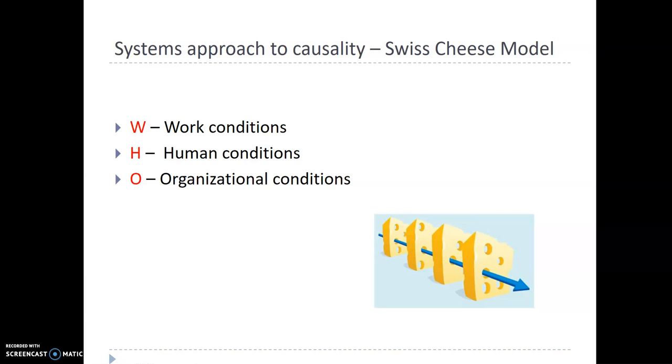One way to approach a system approach to causality is the Swiss cheese model, where you can see that many different gaps in the process can result in an error occurring. So we look at the work conditions, the human conditions, and the organizational conditions, each of which may have a gap that work together to cause an error to reach the patient.